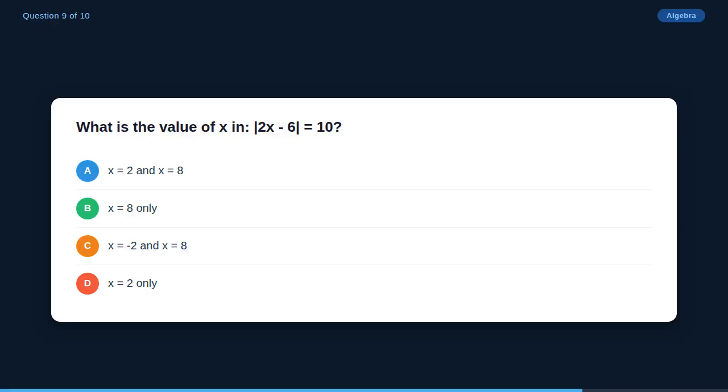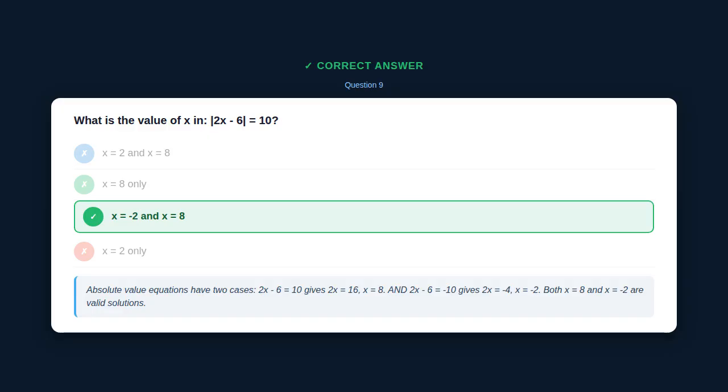What is the value of x in |2x - 6| = 10? Option A, x = 2 and x = 8. Option B, x = 8 only. Option C, x = -2 and x = 8. Option D, x = 2 only. Take a moment. The correct answer is C, x = -2 and x = 8.